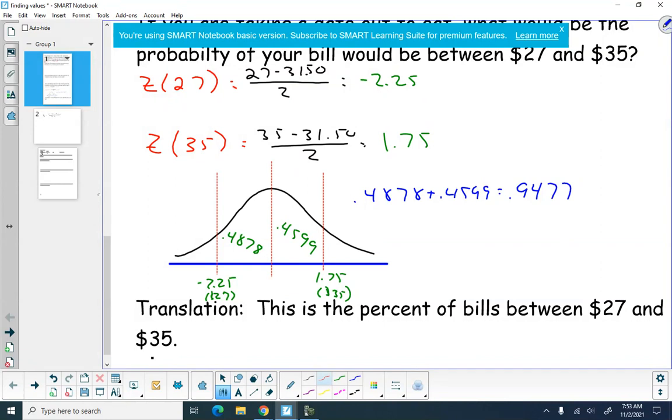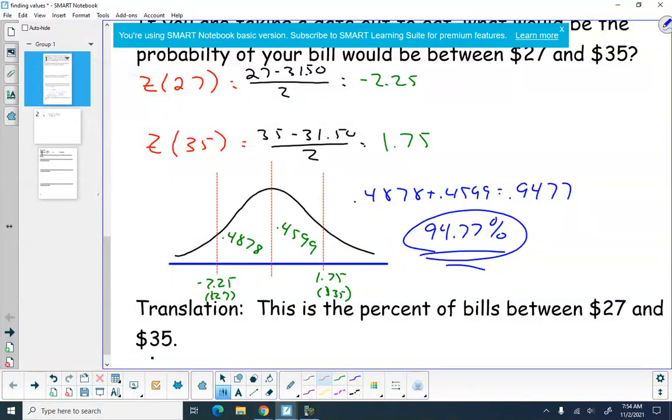0.9477, which means the probability of us having a bill between $27 and $35, there is a 94.77% chance that our bill will be between $27 and $35, which is a pretty good possibility that's going to happen. The translation to this also is why there's a 94% probability of that happening.